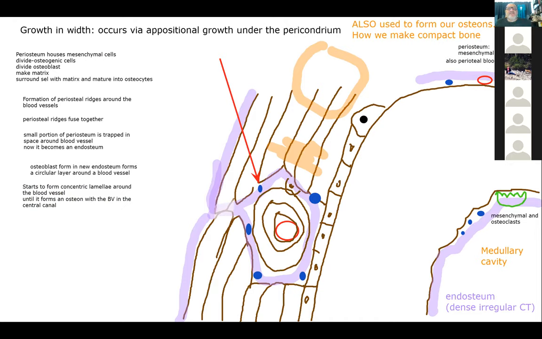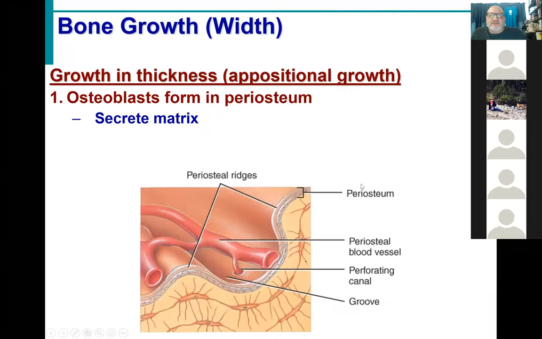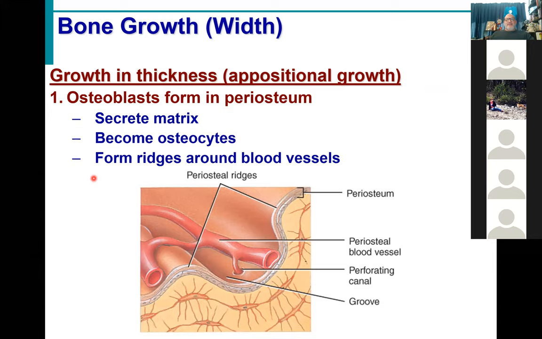Again, I've done a very simplistic illustration. Let's take a look at a better one from your textbook because it does a nice job of showing this. Notice here, very nicely, we see how this works. Notice we've got some periosteal blood vessels, and the periosteum, which is growing. And notice those immature cells are dividing and making layers of matrix, but the layers of matrix are respecting the blood vessels. So we start to get the formation of these periosteal ridges.